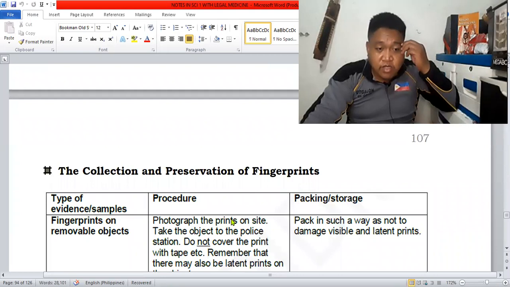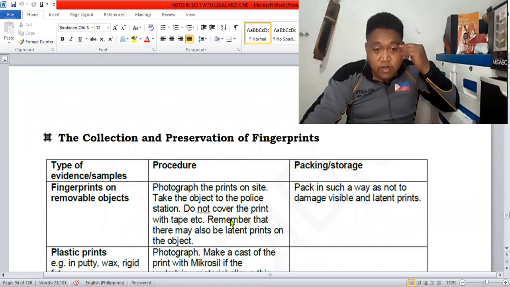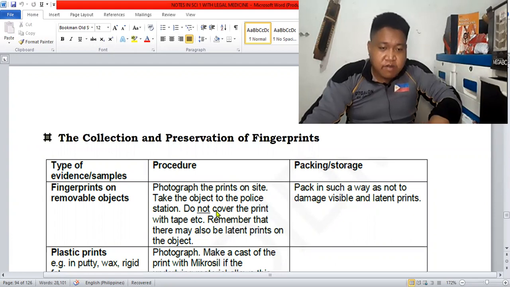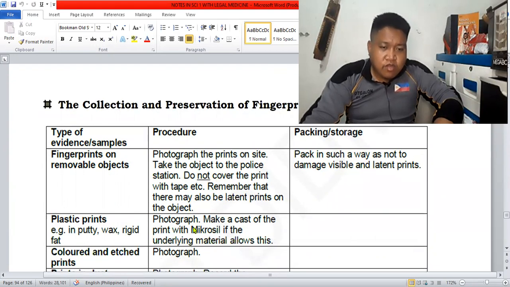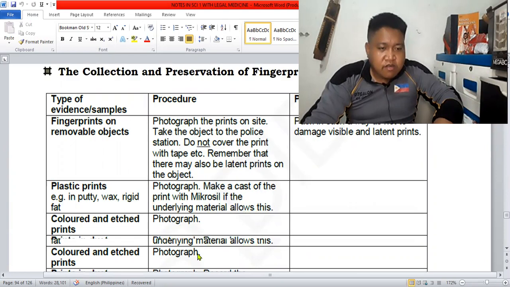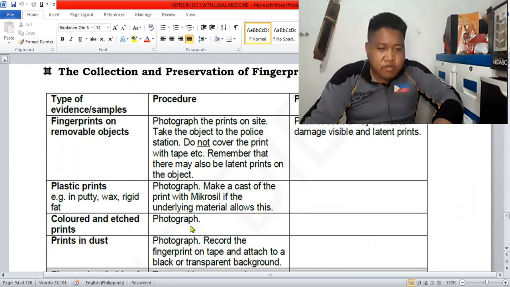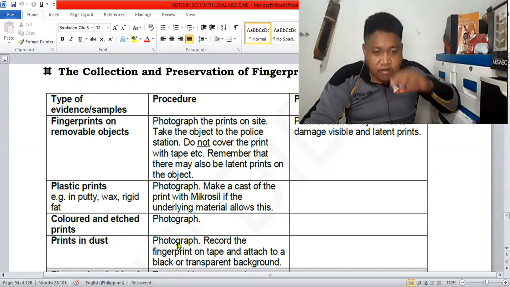You have your fingerprint subject, so you should know that. Photograph the prints on the site. Pack in a way that the print is not damaged. Okay? Do not cover the print with tape or the like. Remember that there may also be latent prints on the same object. Photograph. Make a cast of the print with microseal if the underlying material allows it. Okay? Colored and etched prints, you have to photograph them. Prints in dust, photograph it. Yan ang gagawin mo. Okay?